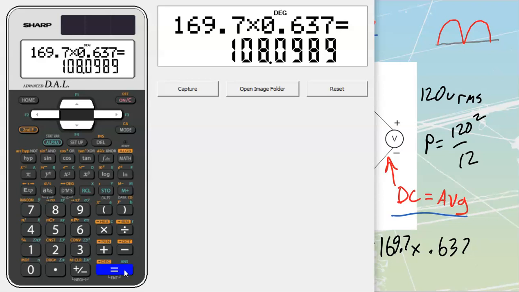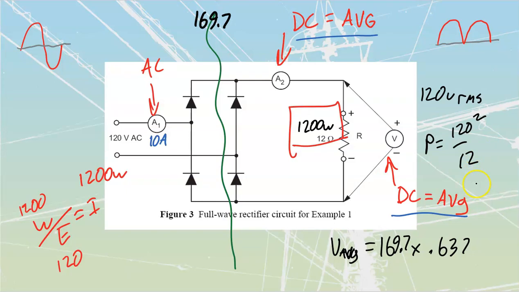Remember that a DC voltmeter and DC ammeter will read differently. They've just got different guts inside those meters because they're tuned to look for different things. So a DC voltmeter on here is going to read that 108.09. That's going to be my voltage over here. So let's place that in: 108.1 volts that we are going to have there.